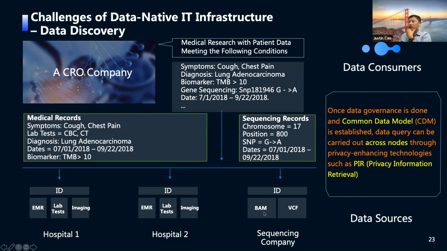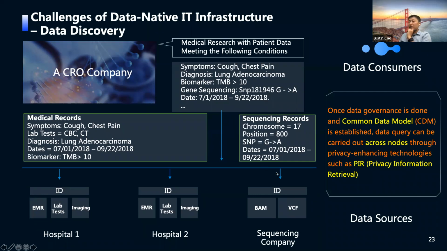So now you build a common data model. At this point, you will be able to know where certain data is at a certain organization by doing a data query. Okay, so the data query is actually the next thing. How do you do a data query across all of the different organizations?